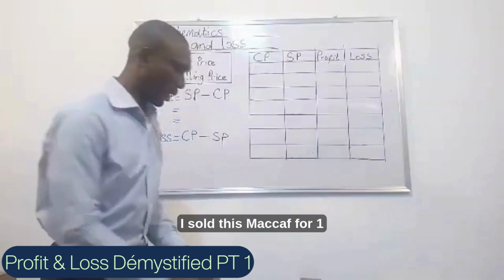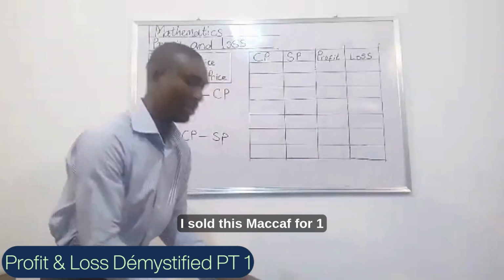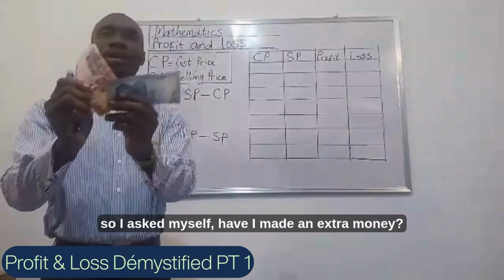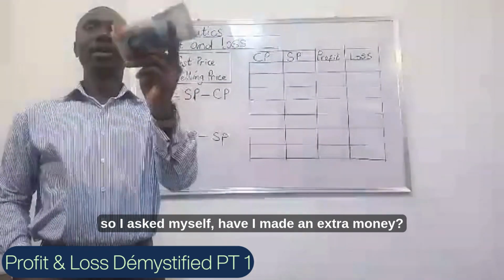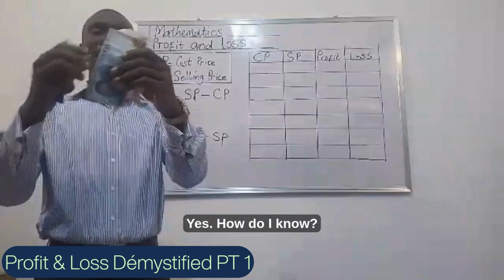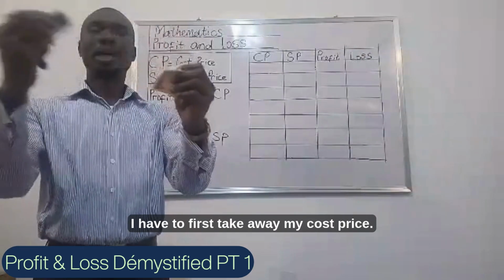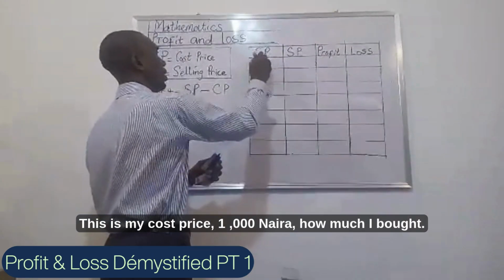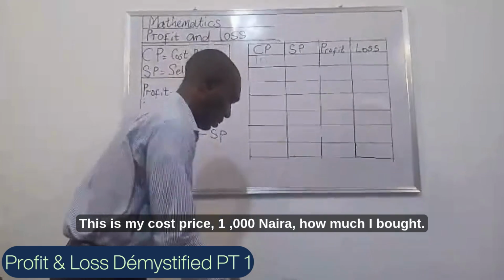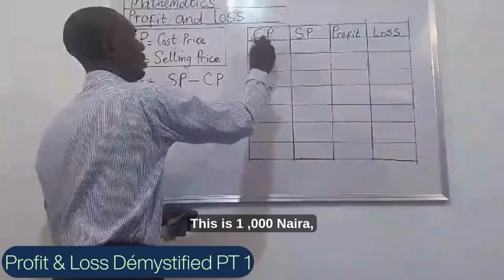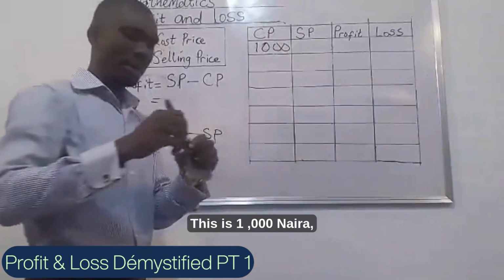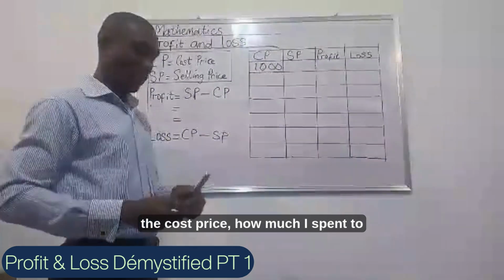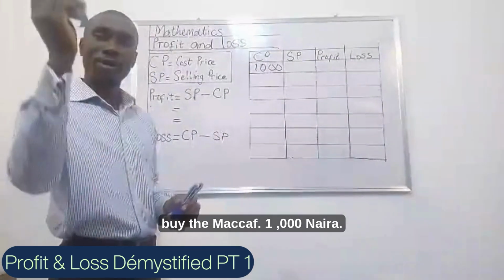Now I sold this marker at 1,200 naira. So I asked myself, have I made an extra money? Yes. How do I know? I have to first take away my cost price. This is my cost price, 1,000 naira. How much I bought? This is 1,000 naira. The cost price, how much I spent to buy the marker, 1,000 naira.